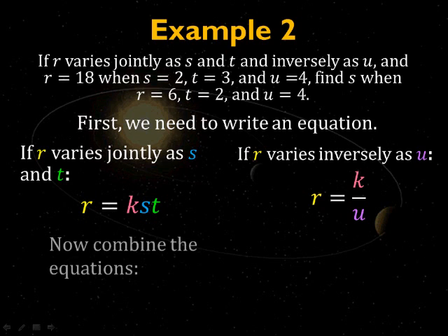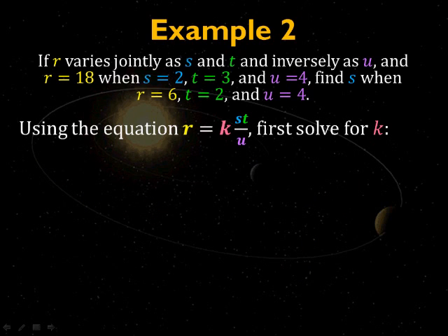Alright? Now, all we need to do is combine the two equations together. You basically just multiply this times this, and you get K times ST all over U. The reason there's no K squared is because there's still a constant, so we still call it a K. But R equals K times ST over U. Now that we have the formula, let's plug stuff in.